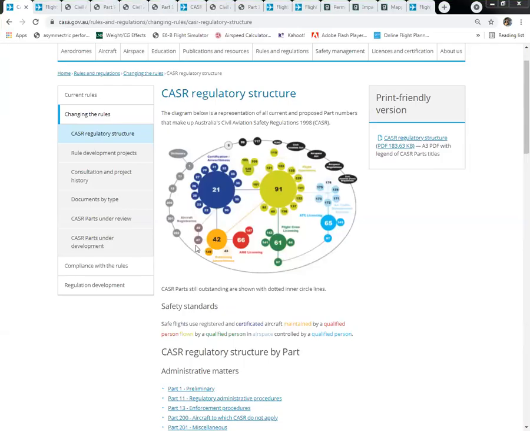I've had a few requests about how the new structure of the CASRs after the 2nd of December is going to influence the flight crew exam. So I just thought I'd give a little intro to the whole new raft of legislation that's due.